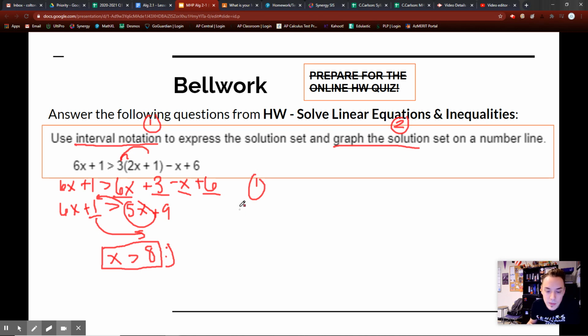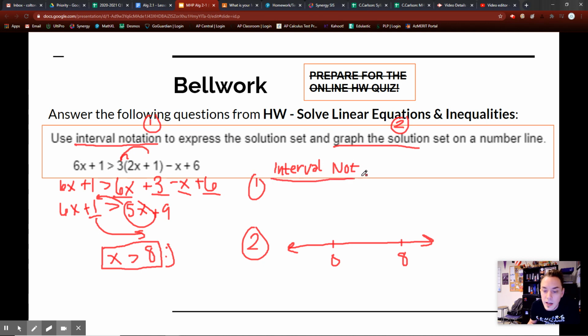So interval notation. Actually, usually what I like to do, and maybe you're this way as well, I like to personally get my number line first because that way it helps me with my interval notation. So I'm going to write my interval notation up here for step 1. I like doing my graph first because then I can actually visually see what's happening here. So if you're like that, then by all means join me.